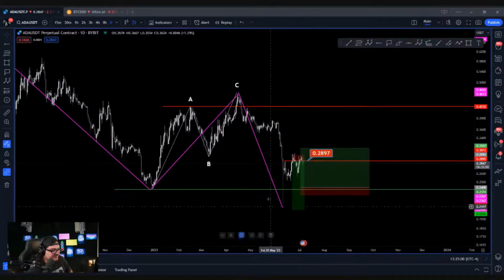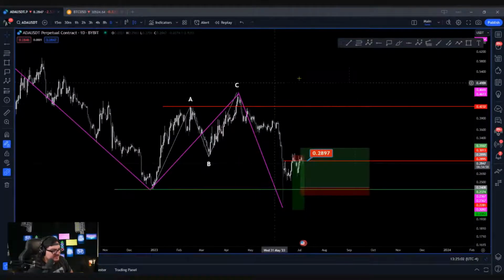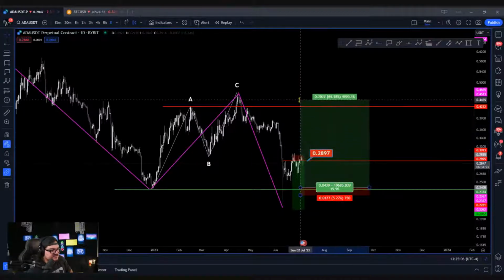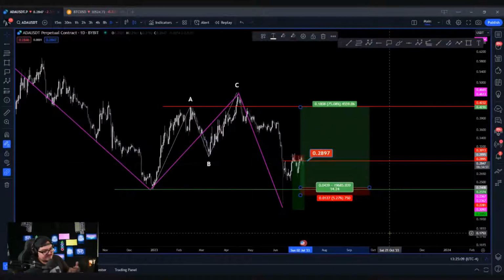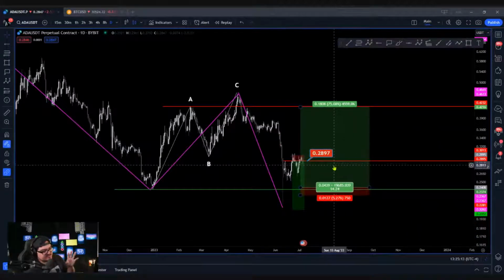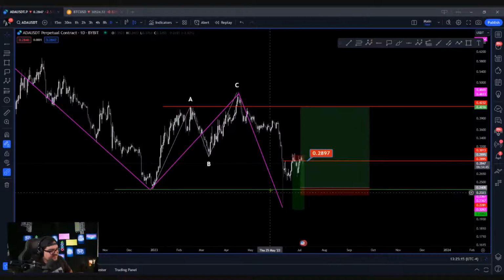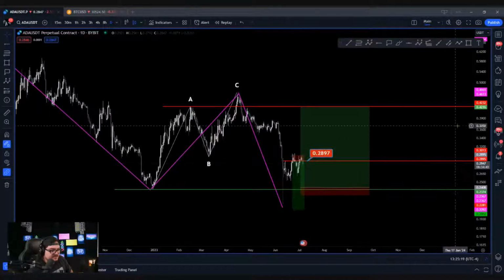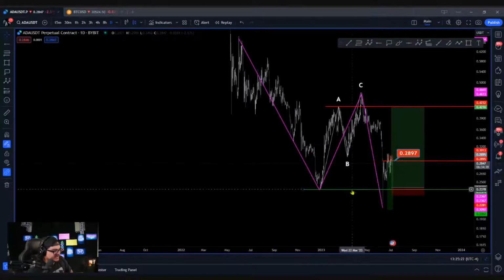So I'm looking for either a reversal higher to continue higher, or we're going to get another push to the downside. Regardless, I'm taking this trade. Hopefully, we can ride the wave to either direction. But ideally, I would like to see either the larger ABC be respected or have the continuation set up in our favor. But that's pretty much it for ADA.